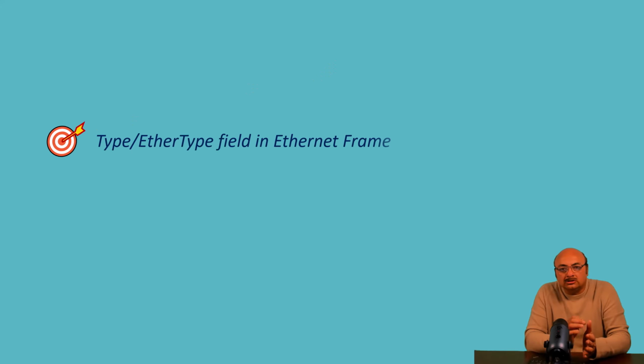Type or EtherType field in the Ethernet frame. This field is used to identify the network layer protocol whose packet the Ethernet frame is encapsulating and transporting. I am going to explain this concept using a simple real-world example.